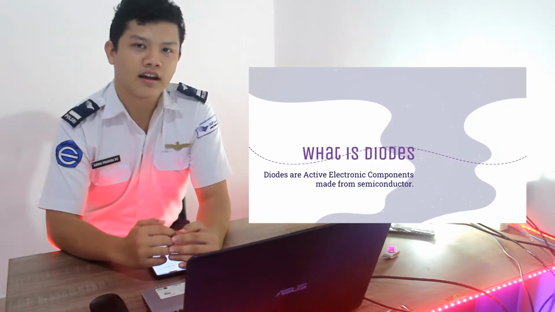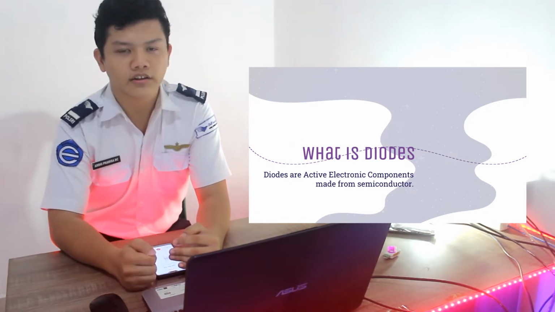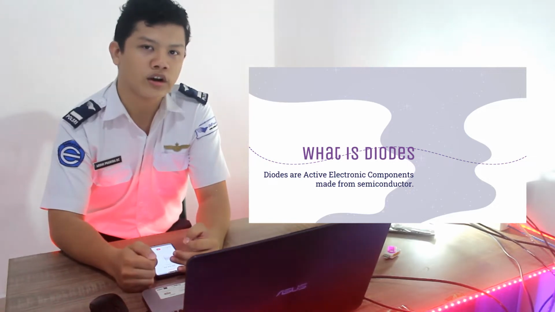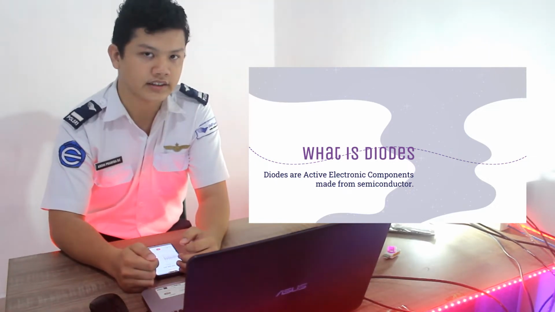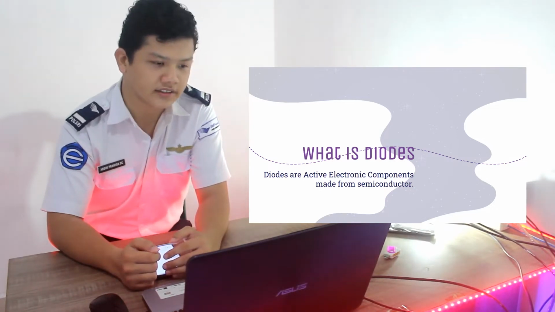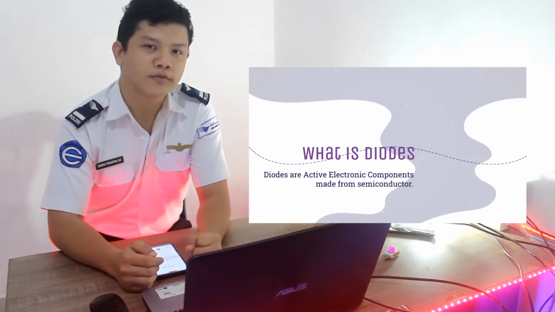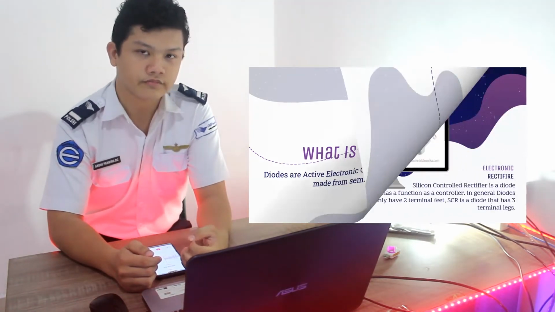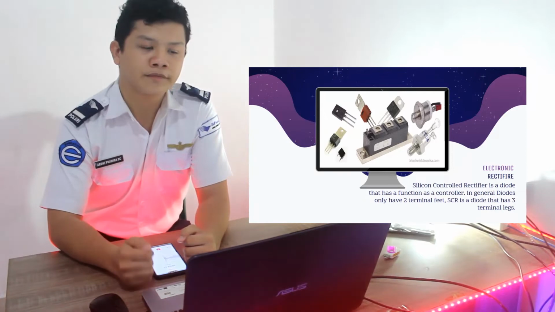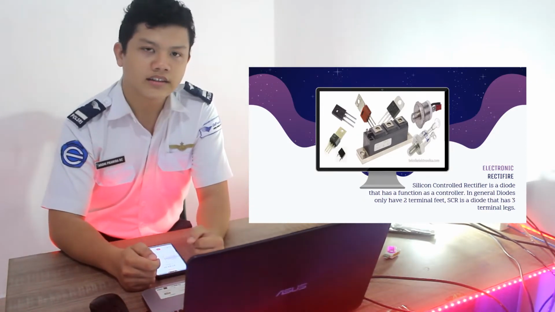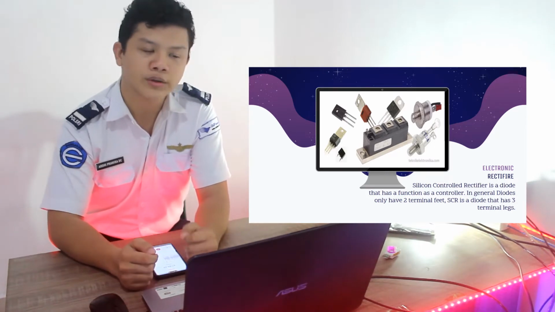What is a diode? Diodes are an active electronic component made of semiconductor material and have the function to conduct electric current in one direction, but inhibit electric current from the opposite direction. Therefore, diodes are often used as rectifiers in electronic circuits. A silicon controlled rectifier is a diode that has a function as a controller. In general, a diode only has two terminal legs.